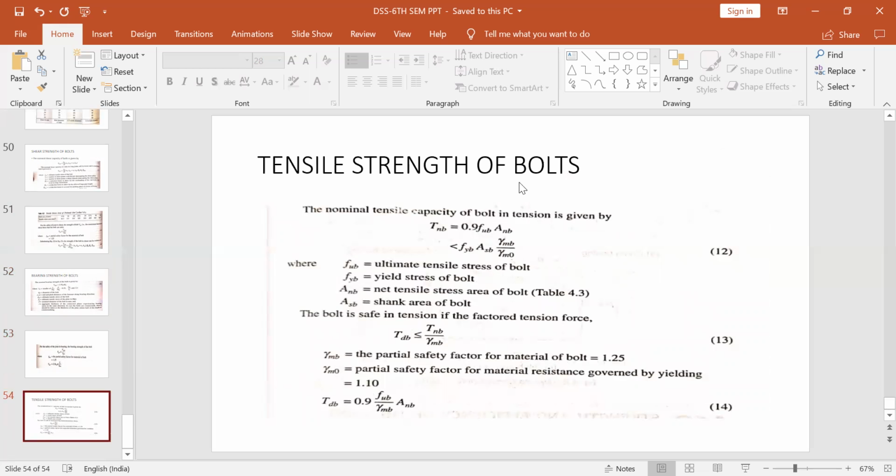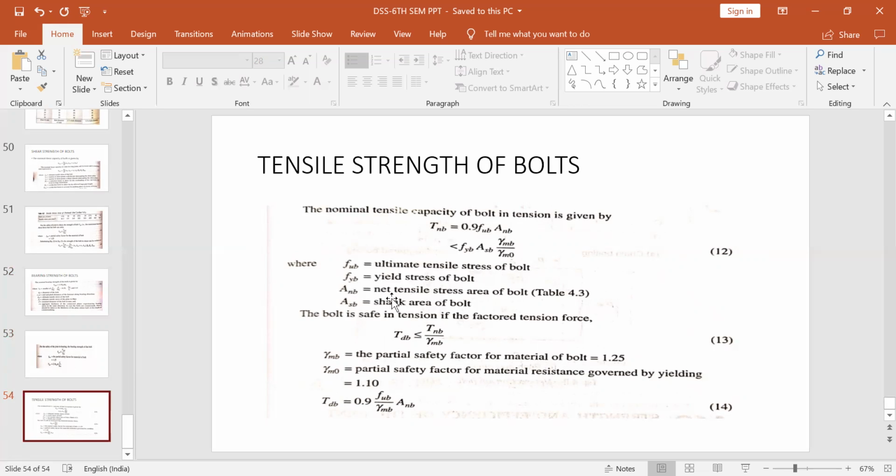Now how to find the tensile strength in bolts. So shear strength, bearing strength and tensile strength. The nominal tensile capacity in the bolt is given by TNB = 0.9 fub Anb, and it should be less than fyb Asb gamma MB by gamma M0. This entire value should be less than this. Now what is fub? Ultimate tensile stress of the bolt. What is fyb? Yield stress of the bolt.